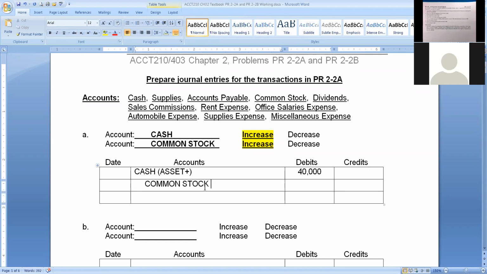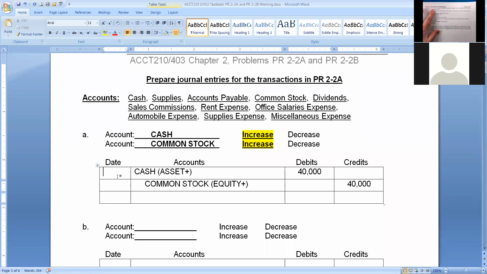Again, I don't care if you do debits or credits first, as long as the debit and credit is correct, it's fine. And they don't give us a date, so we can't put that in. Oh, they did give us a date. Wait a minute, I'm lying. It's October 1st. See?